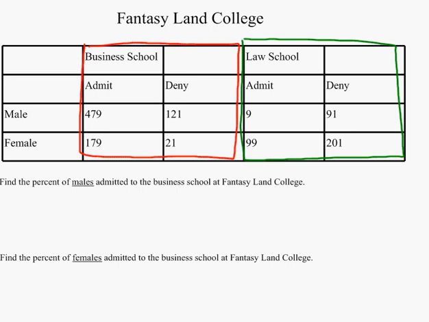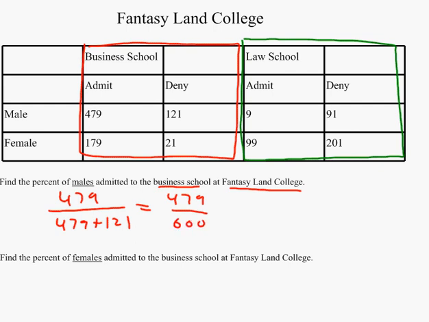All right, so we're going to calculate some more statistics here. Looking at this first question, find the percent of males admitted to the business school at Fantasyland College, because we're just going to focus on the business school for now. 479 were accepted out of 479 plus 121 males who had applied. That comes to 479 over 600. If we divide that, we get about 80%.